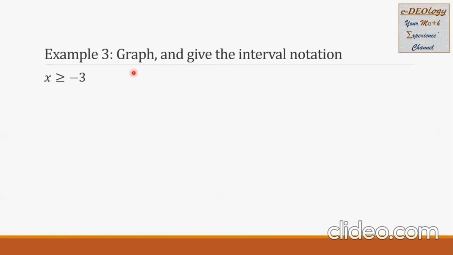Let us have example 3. Graph and give the interval notation of this: x greater or equal to negative 3. First, let us draw our number line. Let us identify our reference number, and that is negative 3. So it is here. All numbers that are greater than negative 3 are those numbers on the right, going to positive infinity. But because of the greater or equal sign, the negative 3 is part of the solution. We put a solid dot on top of the negative 3.